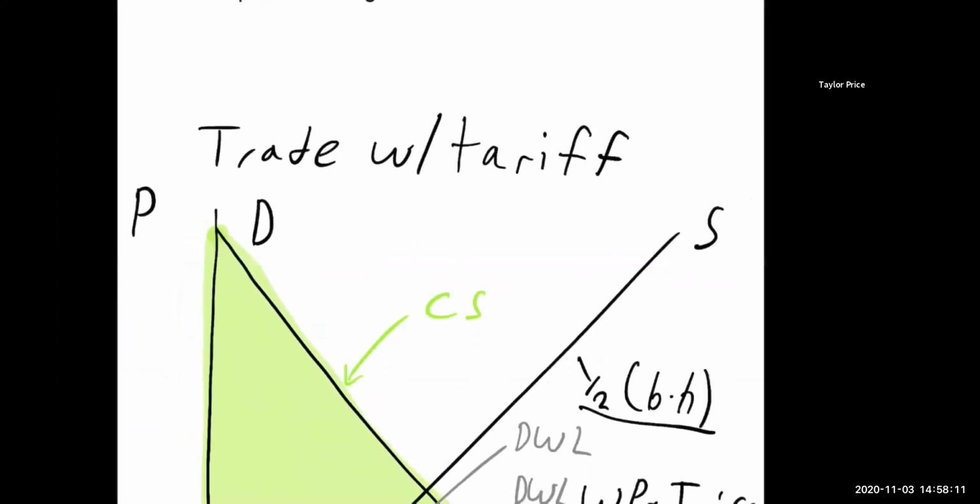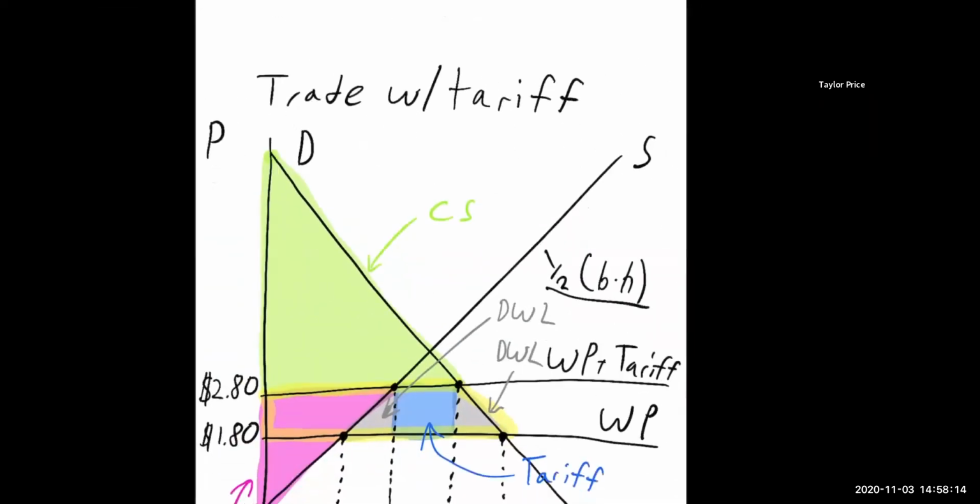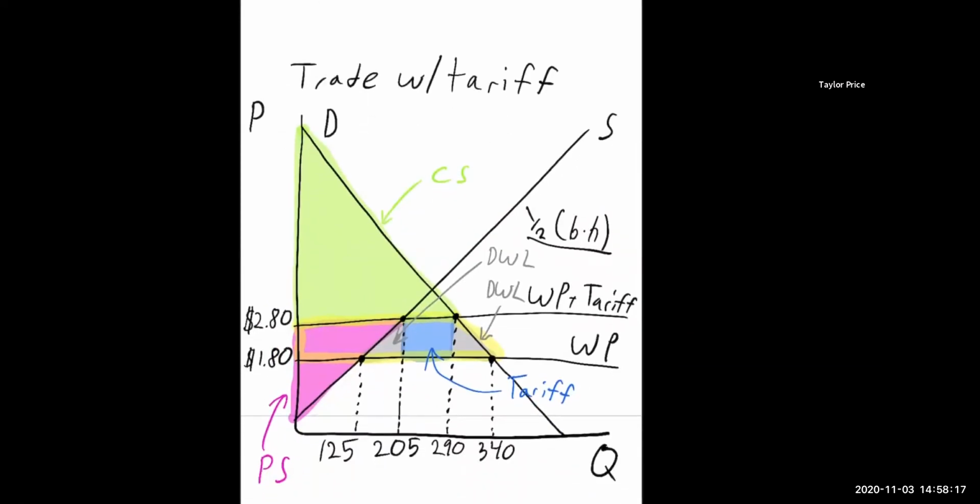Okay, so the next question was asking about trade with tariffs. I'm going to zoom out a little bit so you all can see this. The first thing to notice is that when we have trade with tariffs, there is a loss in consumer surplus, in this example the yellow outline. The second thing to note is that producer surplus with tariffs is increasing. So domestic producers like tariffs when the world price is below the domestic price.